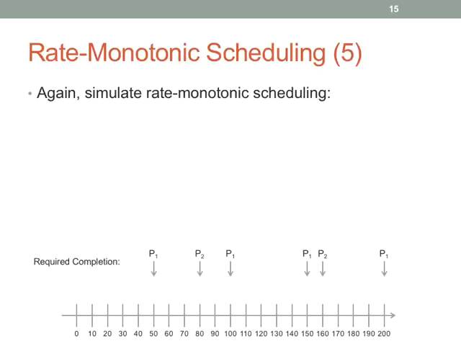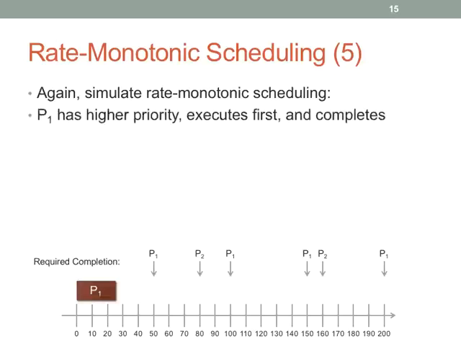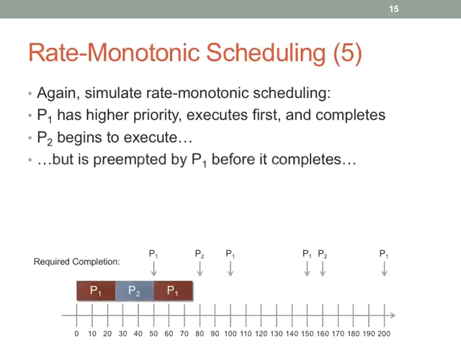So again, we simulate it in our slideware. P1 and P2 can both run at the same time. P1 gets to run first, and it obviously meets its deadline. P2 gets to start executing. But then we enter P1's window again, so P1 preempts P2, after P2 has only run for 25 clocks, so we still have another 10 clocks that we have to complete.